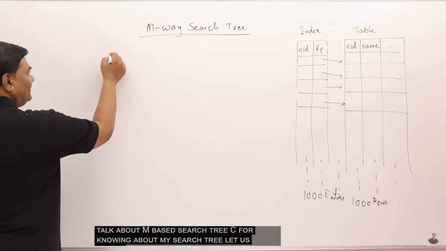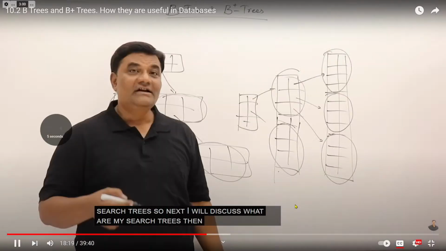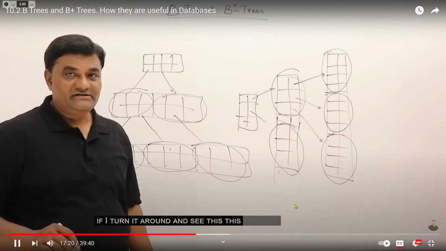See, for knowing about M-way search tree, let us recall about binary search tree, which is useful for searching purpose. So now we check that this is how the multi-level index looks like.